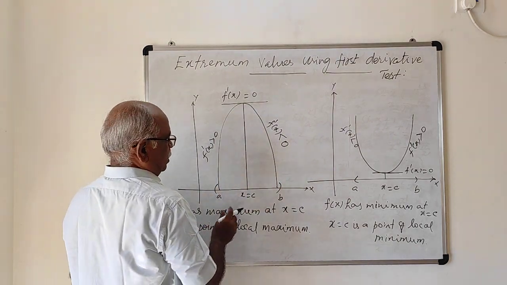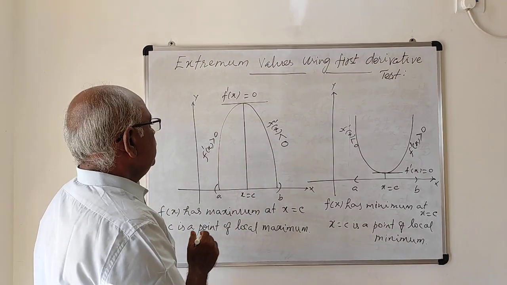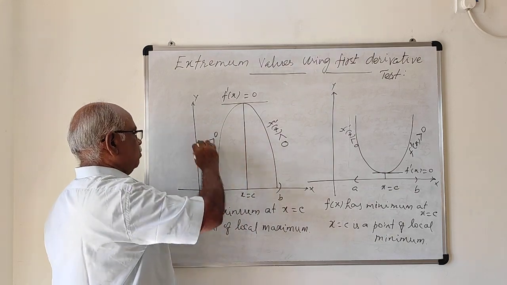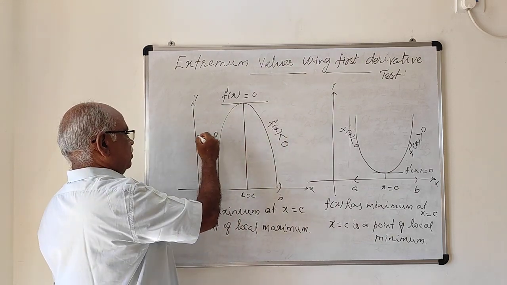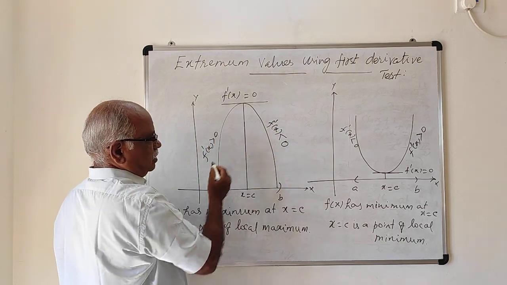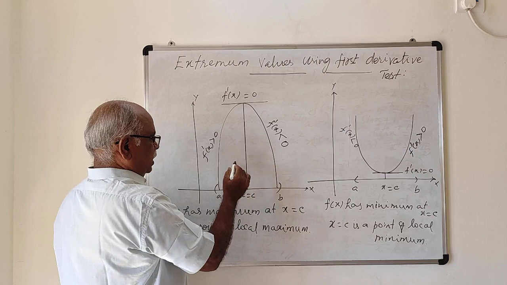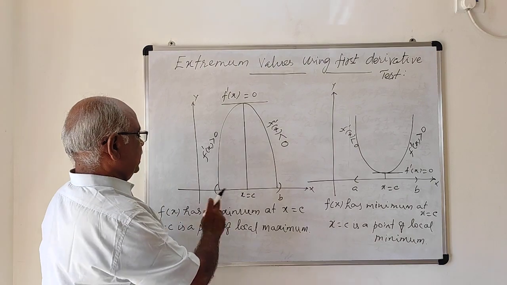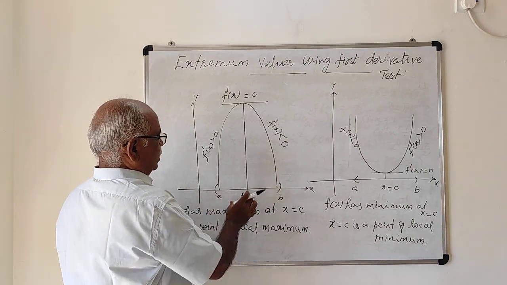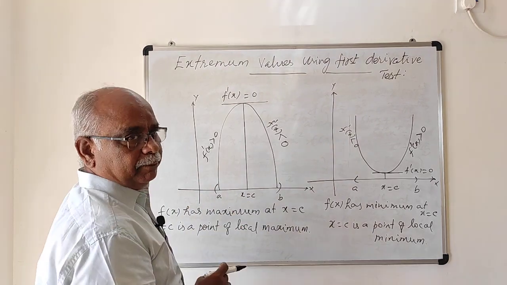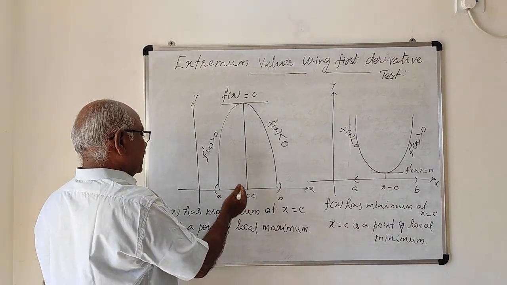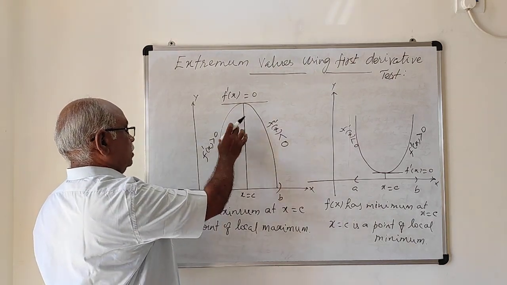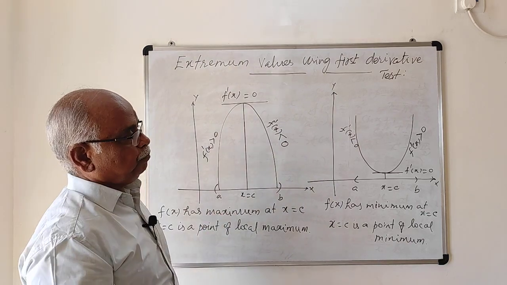Open interval a comma b. Endpoints should not be included in the interval. So if the first derivative of the function f of x changes its sign from positive to negative, or f dash of x is greater than 0 to f dash of x is less than 0 at one point x equal to c, that point x equal to c is the maximum point of the function in the interval a comma b. So x equal to c is the point of local maximum, and it gives you the maximum value of the function f of x. This is the first derivative test for finding the maximum value of a function.